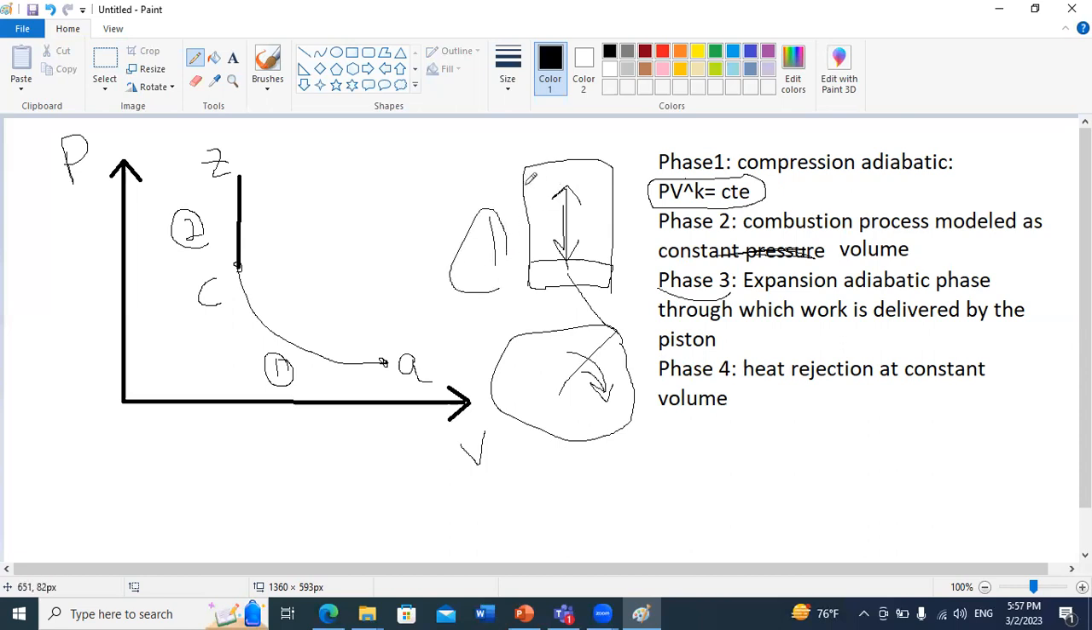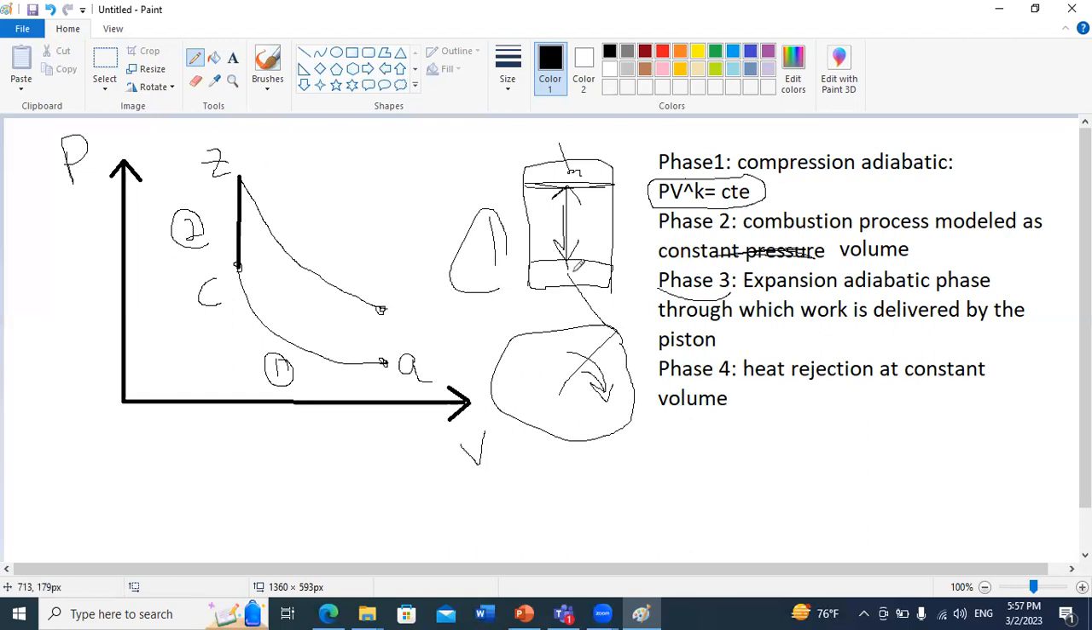At the maximum level of the piston, we gave the ignition. So we had the combustion that was instantaneous, so at constant volume. And now, after combustion, the piston will be pushed downward. And during this phase, the pressure will decrease and the volume will increase, according also to PV^K equal to constant, until reaching the dead point.